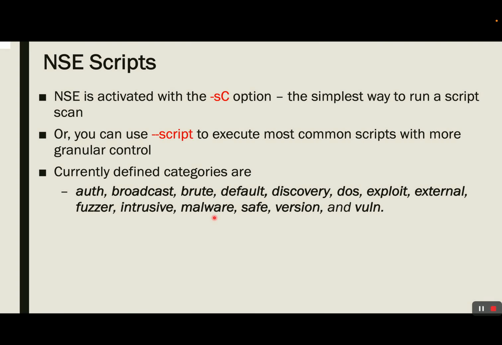Malware is for detecting malware on the network. Safe scripts are safe to run against any target without causing any disruption. The version one is for detecting software versions and other information about network services. And finally, the vulnerability one specifies that only vulnerability-related scripts should be executed during the scan.